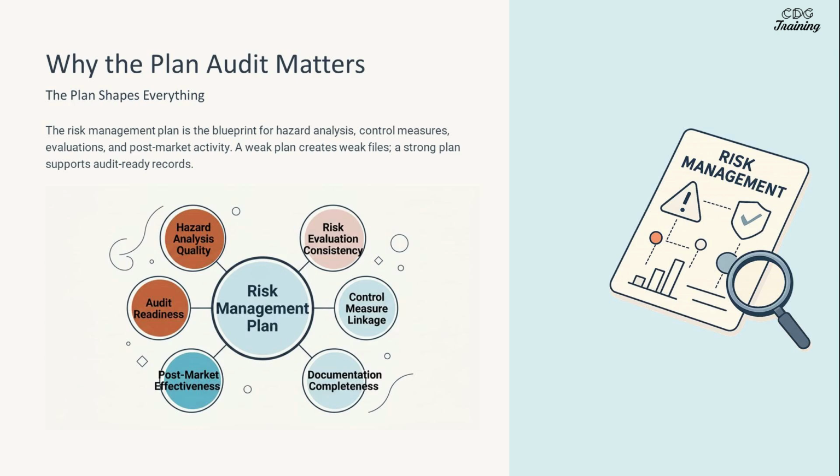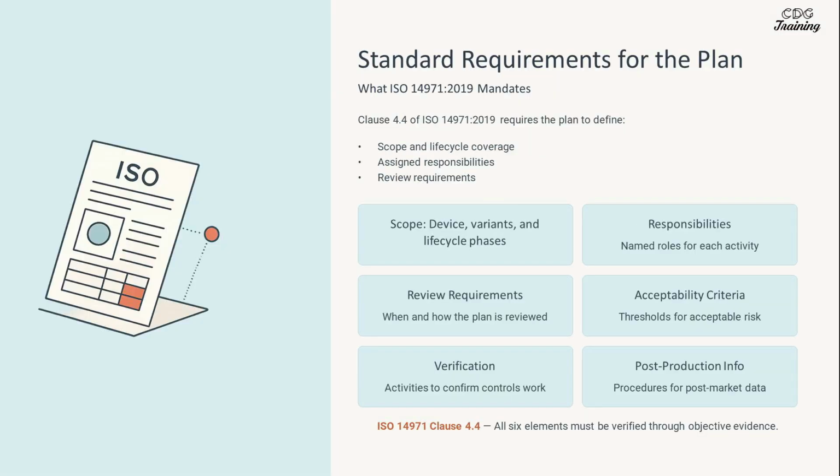The risk management plan is crucial for hazard analysis, control measures, and post-market activity. A weak plan creates vulnerabilities, while a strong plan supports audit-ready records. Clause 4.4 of ISO 14971-2019 mandates the plan to define scope, responsibilities, review requirements, and more. All 6 elements must be verified through objective evidence.